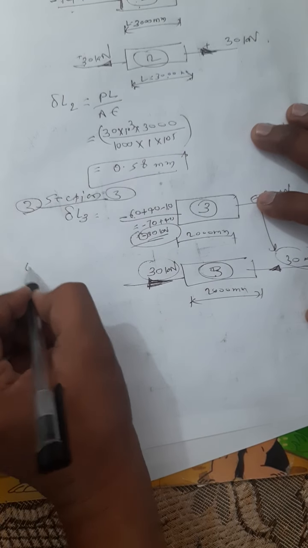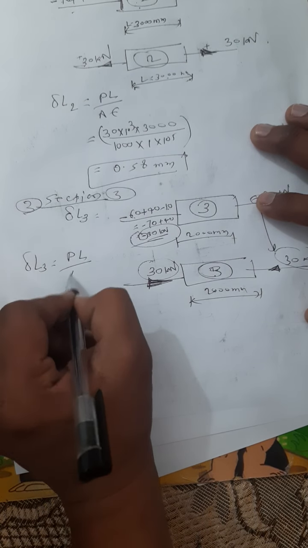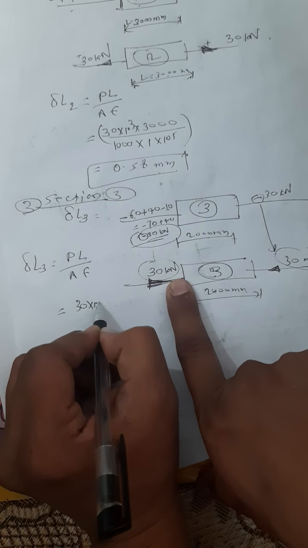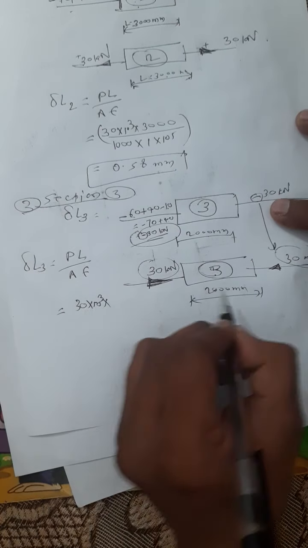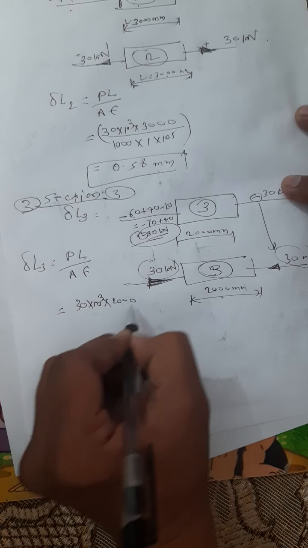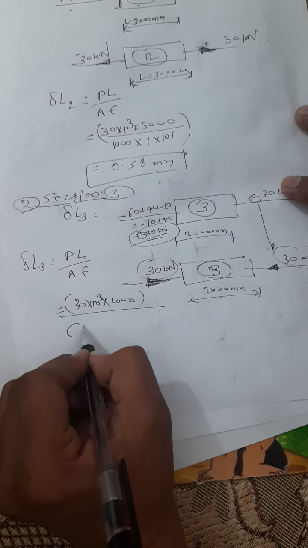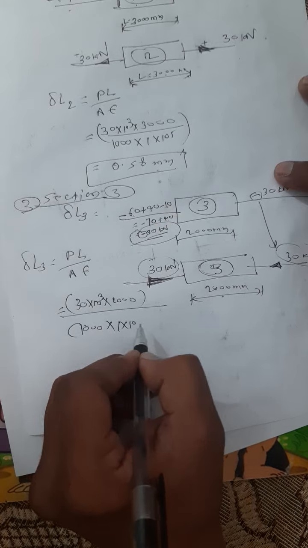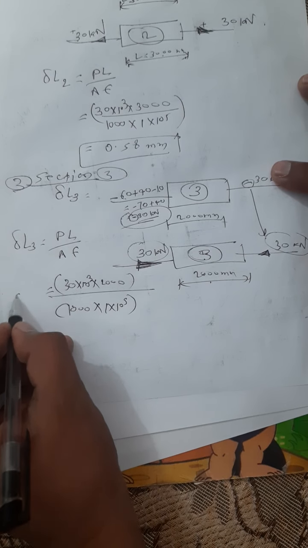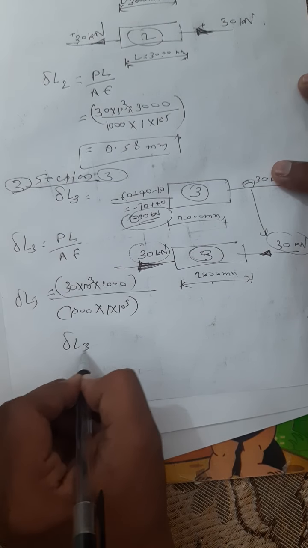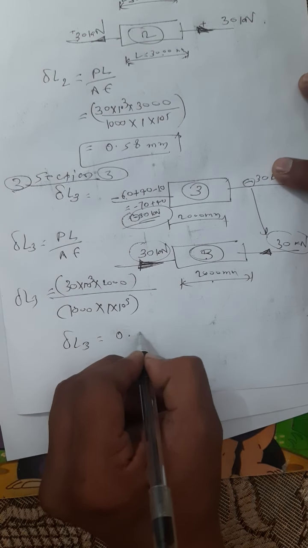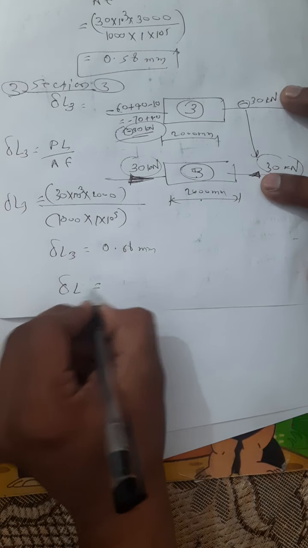So at section number 3, the change in length 3 equals PL upon AE. P is how much? 30 kN, having value 30 into 10 to the 3. The length of section number 3 is 2000. Area remains the same, 1000, and Young's modulus remains the same, which we assumed as 1 into 10 to 5. If you solve this problem, you get something like 0.68. So just calculate it. Okay, so we got the answer.